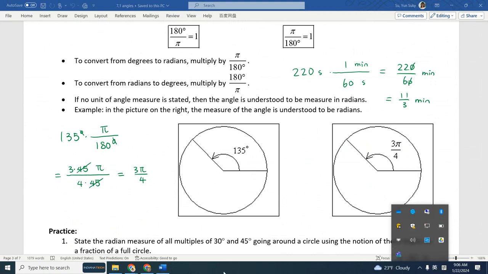So when we have degrees, we want to get rid of the degree symbol. How do you get rid of the degree? You put the degree symbol in the denominator so you can cancel it, right?